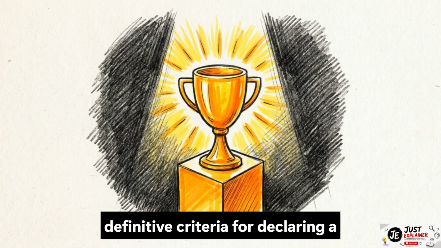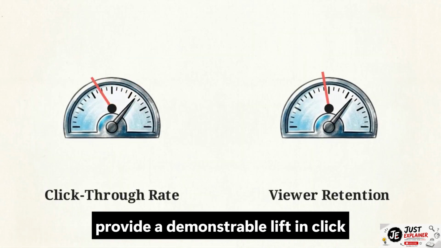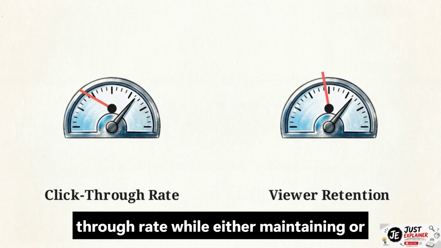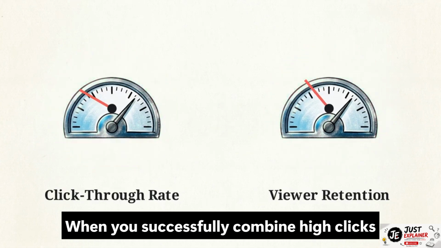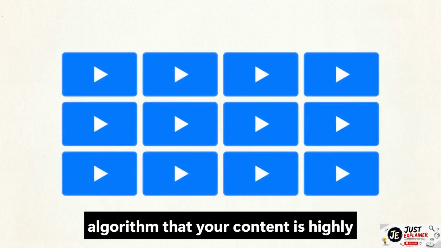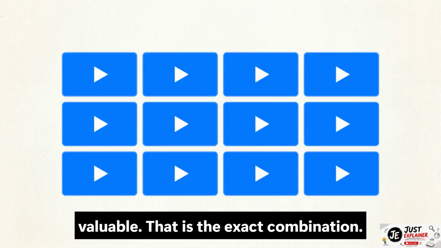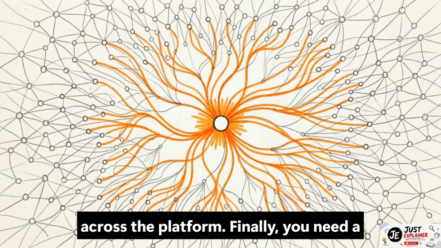Your definitive criteria for declaring a winner is simple. The variant must provide a demonstrable lift in click-through rate while either maintaining or improving your baseline viewer retention. When you successfully combine high clicks with strong retention, you signal to the algorithm that your content is highly valuable. That is the exact combination required to fuel sustained organic reach across the platform.